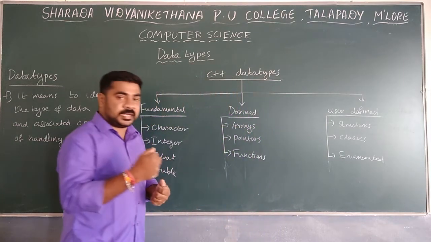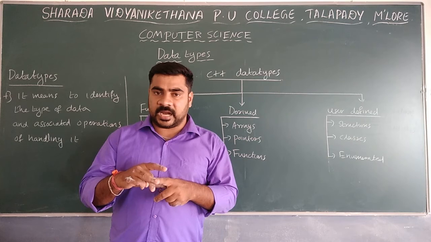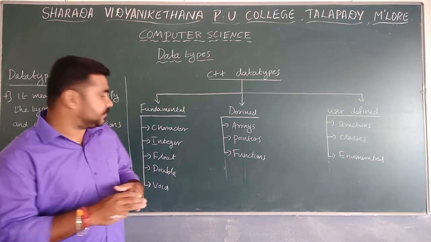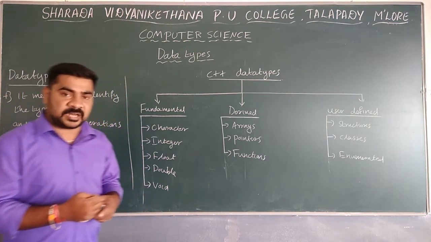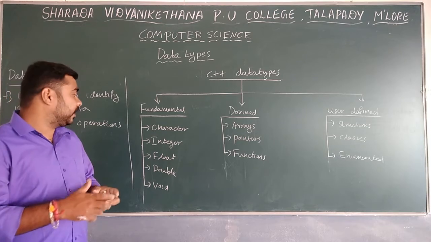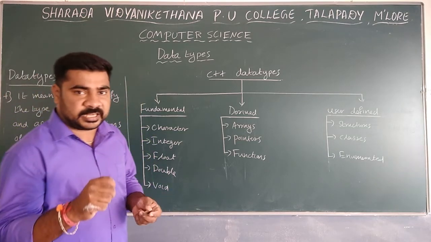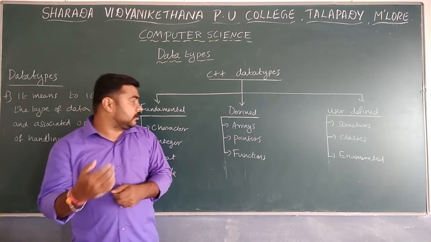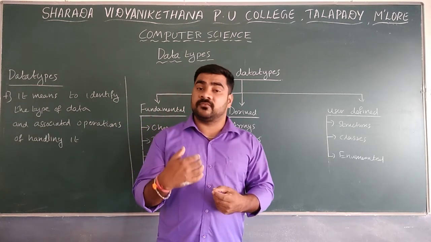Data type is mainly divided into 3 types: fundamental or built-in data type, derived data type, and last one is user-defined data type. If you take the fundamental, 5 types are available: character, integer, float, double and void. These are the 5 types of fundamental data types. Then next one is derived data types that you can derive from fundamental: arrays, pointers and also functions.